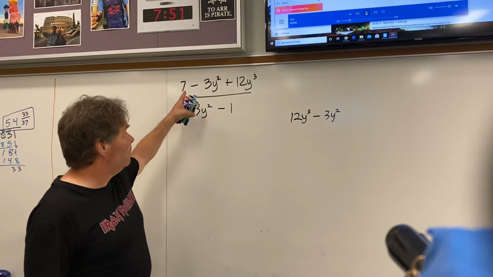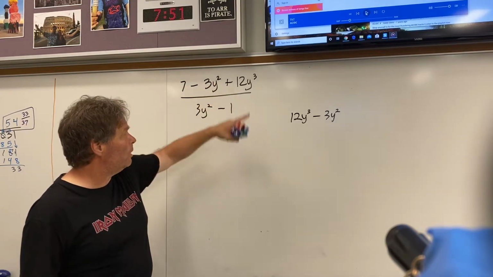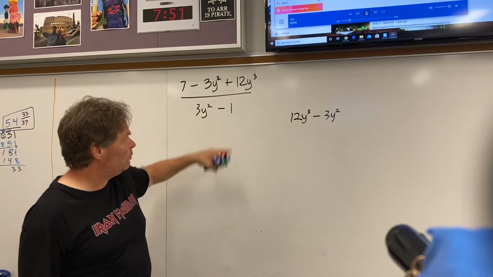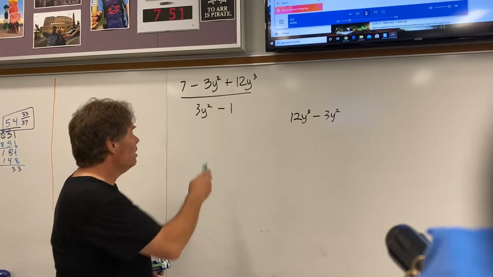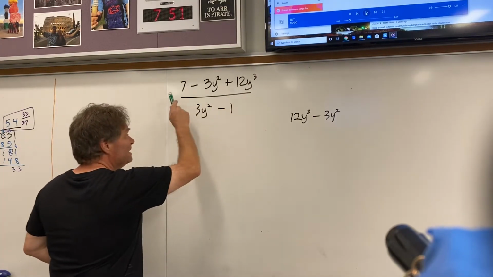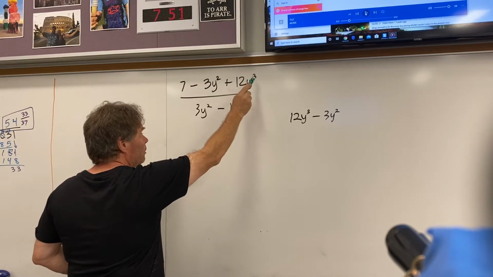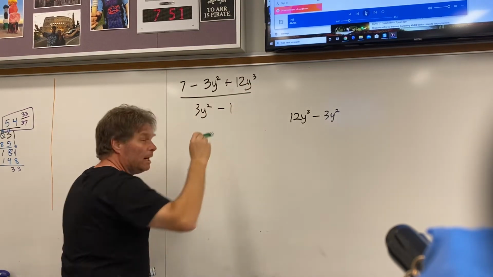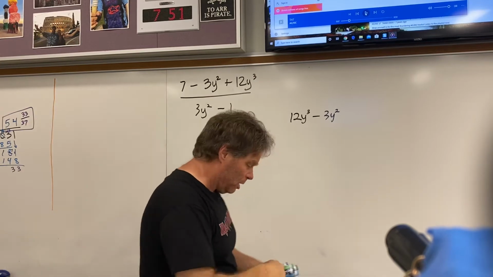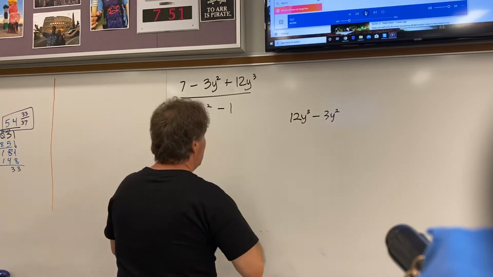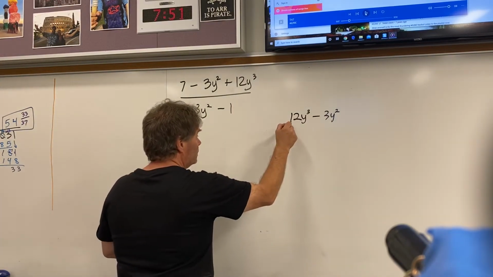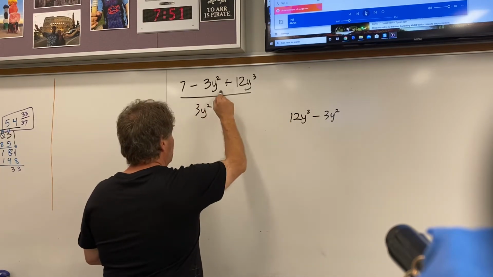Look, this is the last problem. 7 minus 3y squared plus 12y to the third, divided by 3y squared minus 1. So we're going to go ahead and do that. First of all, notice this is in the bad order. This has the highest powered variable over here. I don't like that. I like going in decreasing powers of the variable. So here's what I would do. I would put 12y to the third first, then minus 3y squared.